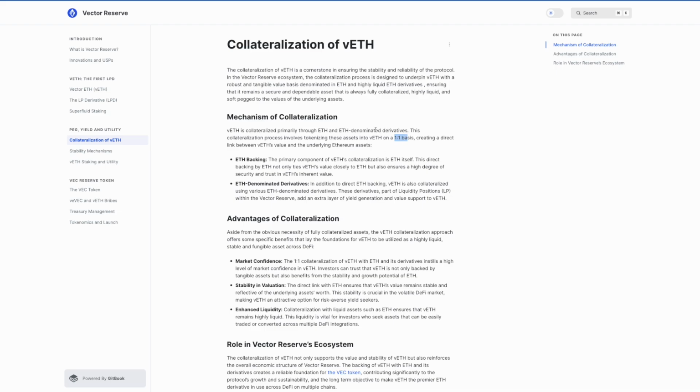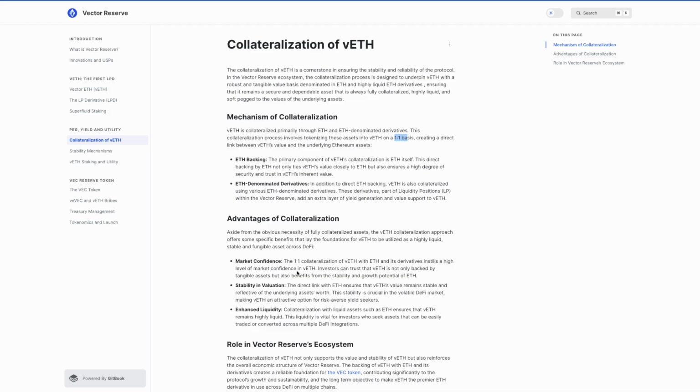Now it does say one to one here with ETH and ETH denominated derivatives, so the LSTs. So I assume that the LSTs are generally worth more than ETH because they generally have a baked in yield, like Rocket Pool ETH or wstETH. So I assume that it's not going to be one to one. If they allow you to mint with some sort of LST, I believe it's not going to be one to one, but it doesn't clearly say that here either.